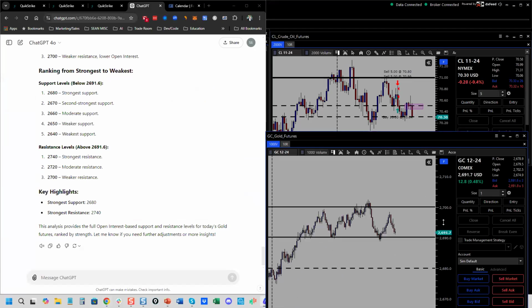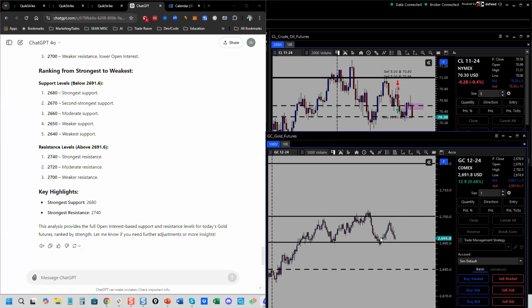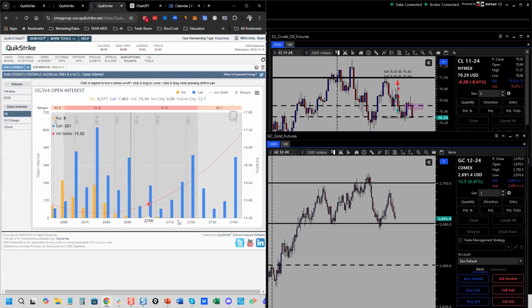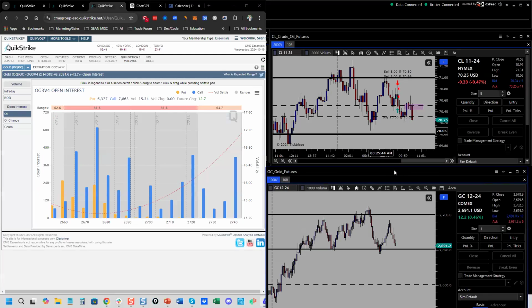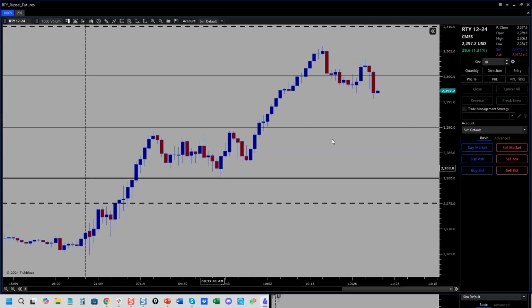So 2,700. 2710, 2720. 2700 is weaker resistance, but they held it, and 2690 is the support level. So if they break this 2690, then they may want to go down to this next level here, 2680. And there's the lower high retest holding. So I missed the sweep, and that's totally fine.